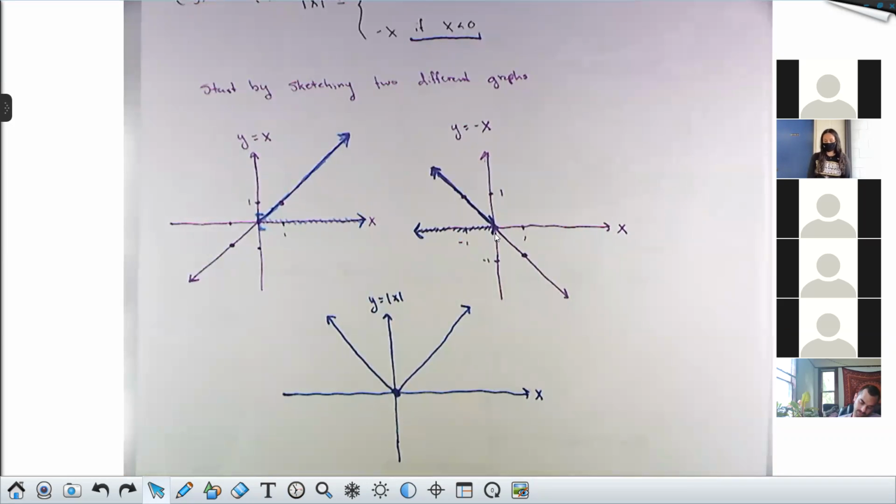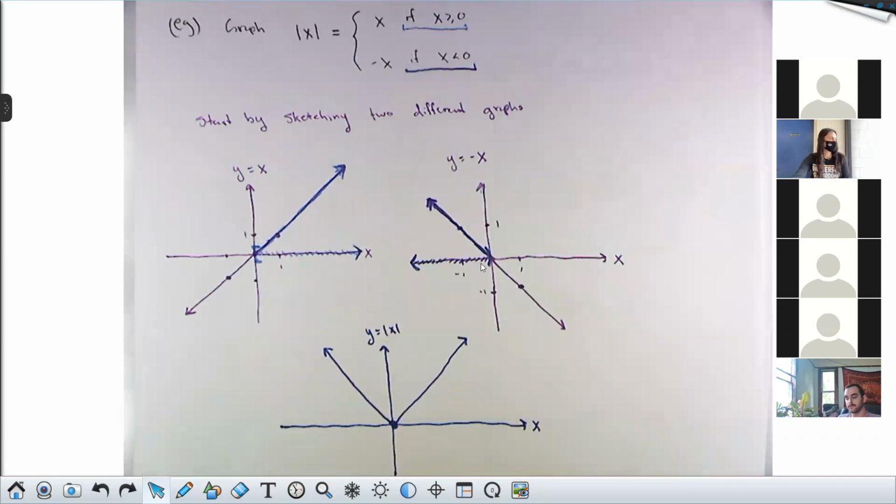You graph each of the pieces, and then you just hold on to the portion of each graph that is specified by the restrictions on x. So from the y equals x graph, I just held on to the stuff where x is greater than or equal to 0. That's this stuff. I'm forgetting all about this stuff. I don't care about this because the x values here are not greater than or equal to 0. From the y equals -x graph, I just hold on to the portions of the graph where the x values are negative, which is this stuff. And I don't care about this because none of these x values are less than 0. All of those x values are greater than 0.